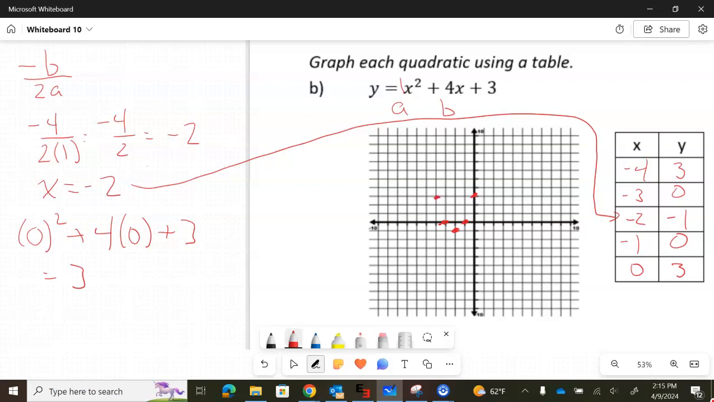And you can see that my 5 points form a U shape. Now I'm going to draw my curved line through those 5 points. And I've just graphed the quadratic function x squared plus 4x plus 3.